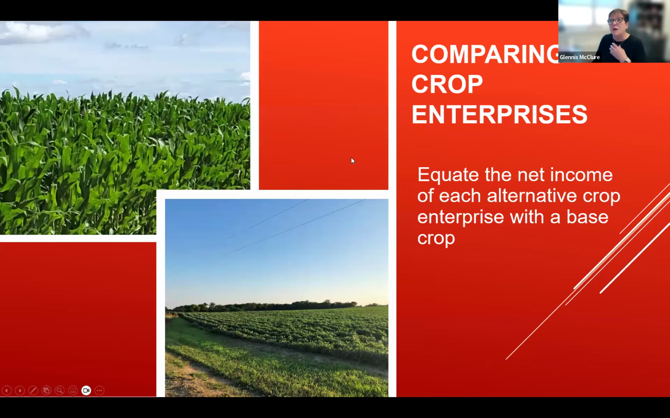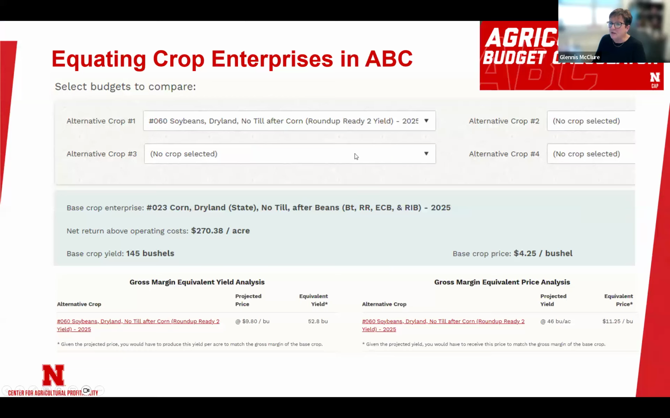And then I also do Q&A sessions ongoing and answer folks' questions as they need, but I do schedule those Q&A sessions so folks can hop on and ask their questions and share information so that others can learn as well. This is just a picture of if I have a base crop of corn and I want to compare that then to a dryland soybean. This is a dryland corn budget. Compare it to a dryland soybean budget.